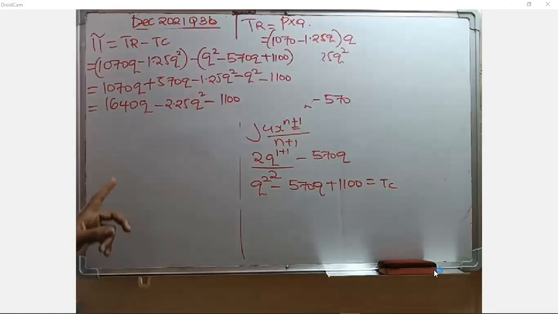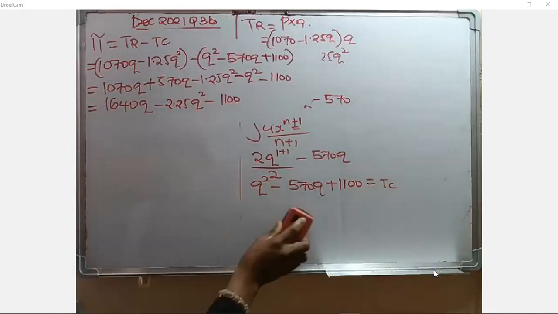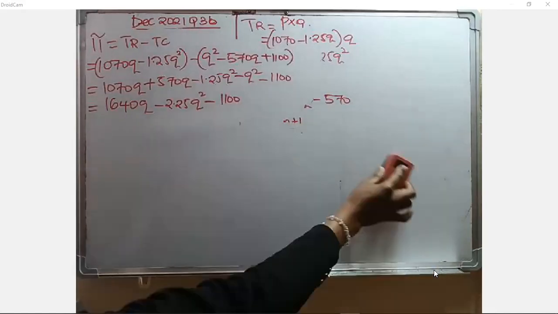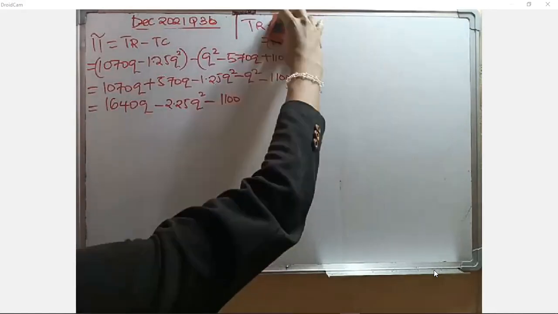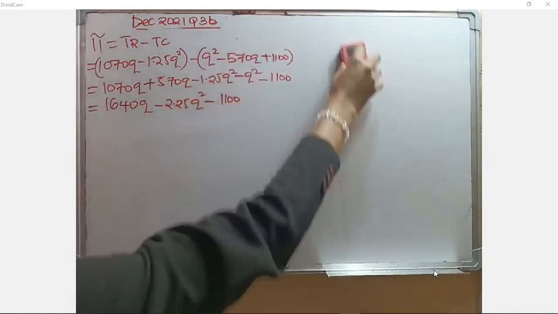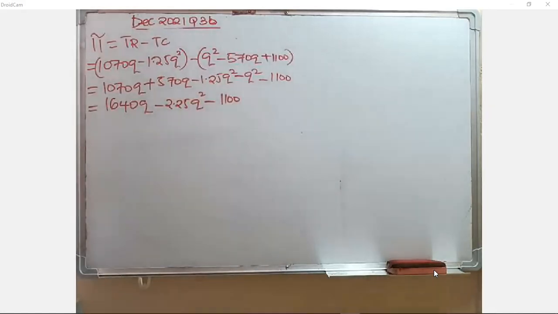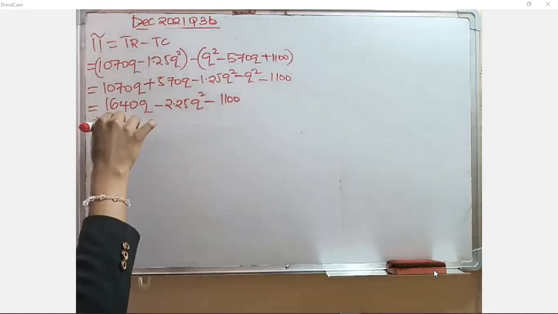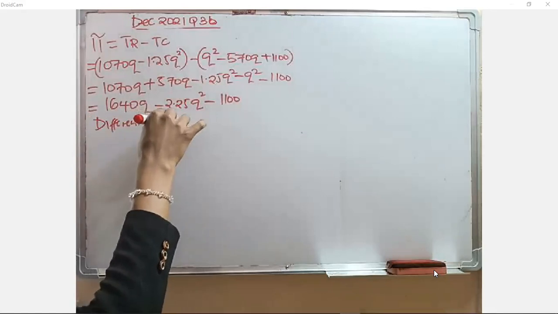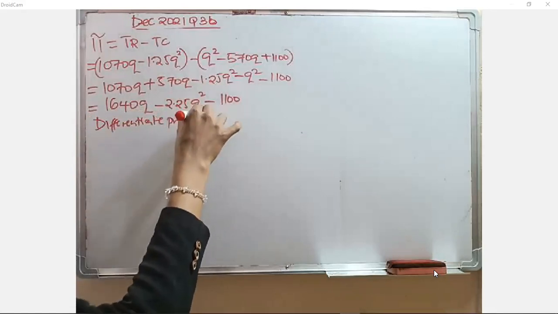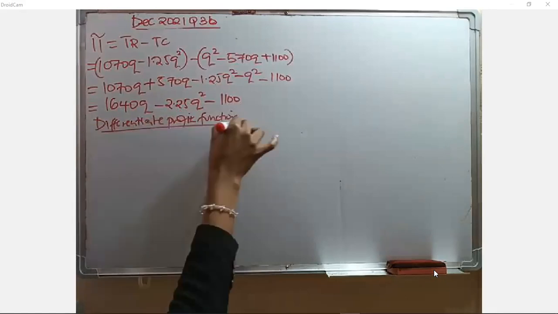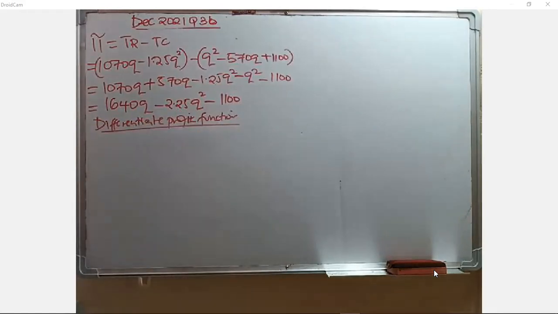Now, remember this is a profit function, but the examiner wants us to determine the maximum profit. The first thing you are supposed to do once you get a profit function and that question arises, I will tell you for free: differentiate the profit function.